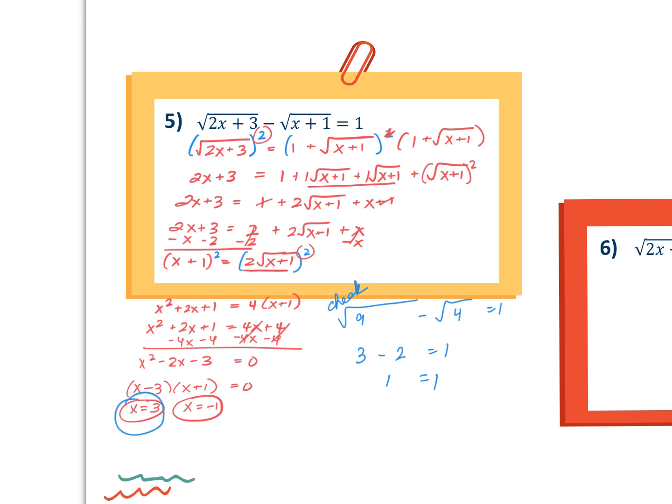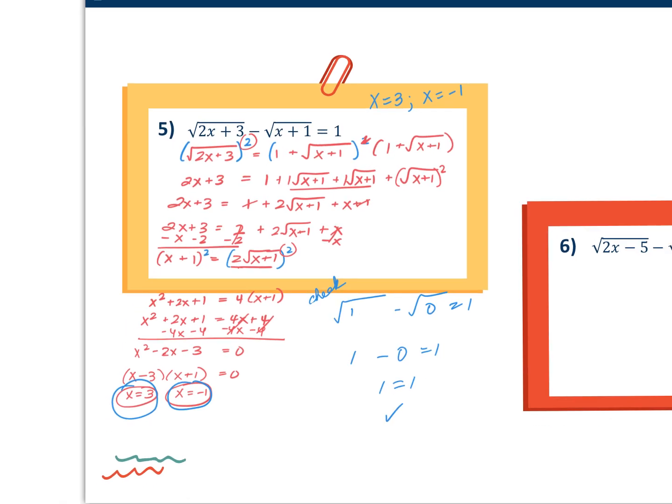So now let's check the next one. We're going to try negative 1. So we're going to do the square root of negative 2 plus 1, or negative 2 plus 3 is 1, minus the square root of negative 1 plus 1, so that's the square root of 0, which is 0, and then minus 1. So we get 1 minus 0 equals 1, 1 equals 1, and it also works. So guess what? Both of them work. X equals 3, and x equals negative 1, and that's fine.